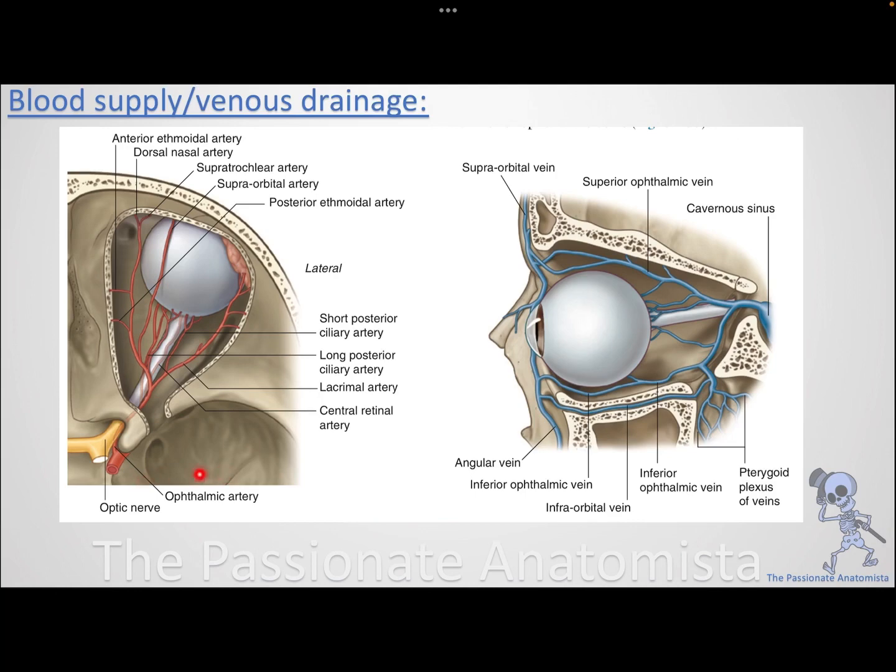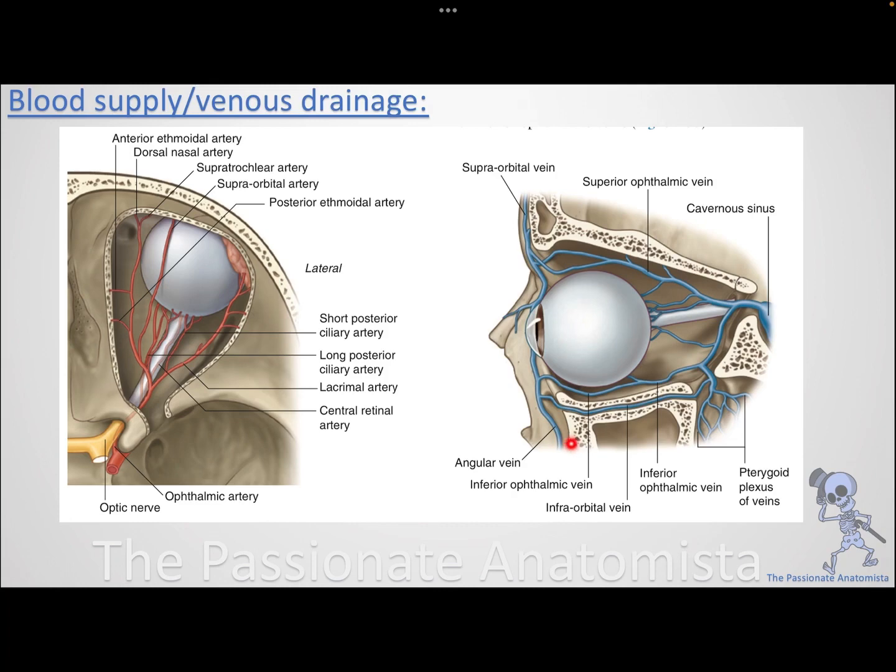Again, the ophthalmic artery will give you anterior and posterior ethmoidal, dorsal nasal, branches to the nose. You have branches coming to the forehead, supratrochlear, supraorbital. You have branches going to the eyeball, short and long ciliary, and one going to the retina, the central retinal, and one going to the lacrimal, which is the lacrimal artery.